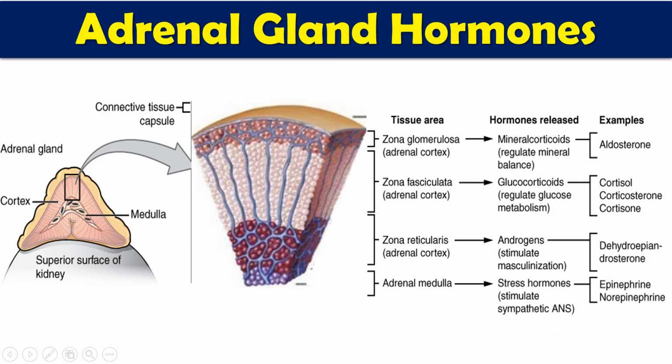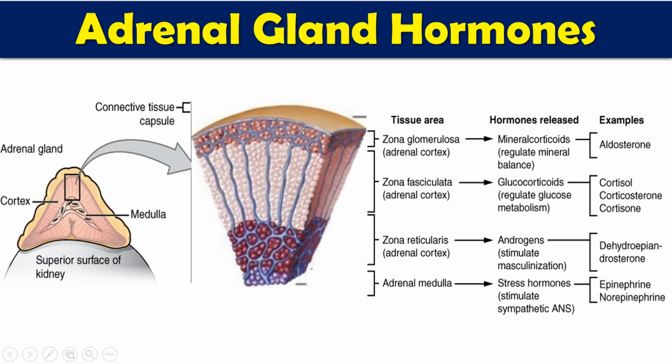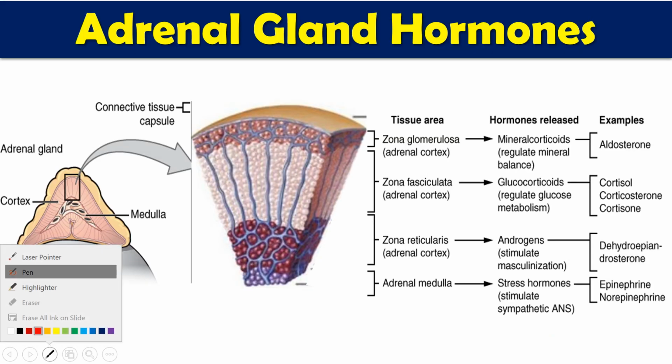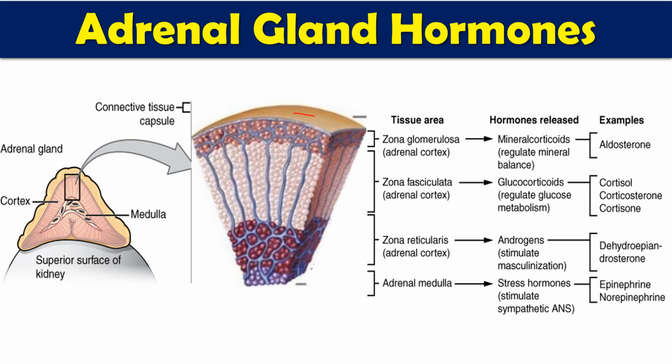This is the cross section of the adrenal gland, which is externally covered with a connective tissue capsule. Here you can see the capsule, and then it has two main regions, the cortex and the medulla. This is the medullary region, and from here to here is the cortical region.